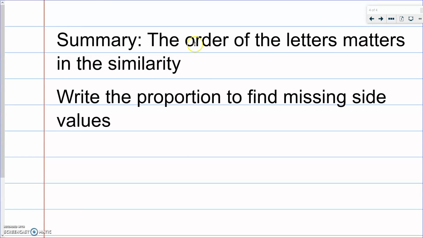In summary, the order of the letters matters in a similarity. You need to write them in order. You need to pay attention to the order that they're in. And then in order to solve for x, we want to write the proportion to find the missing side values.